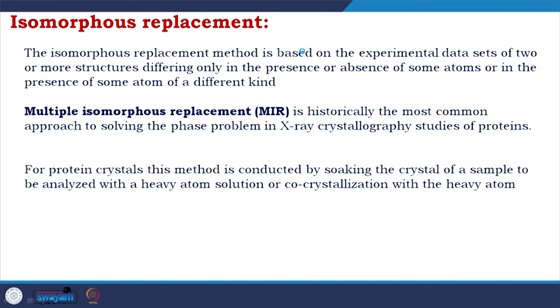For protein crystals, this method is conducted by soaking the crystal of a sample to be analyzed with a heavy atom solution, or by co-crystallization with the heavy atom. I talked about this, but if you do not remember, when we get a crystal, we could soak a small molecule or a heavy metal into it. Is this a challenging process? Yes, it is a very challenging process, which I am going to discuss a little bit in the next class, but this is probably the only way.